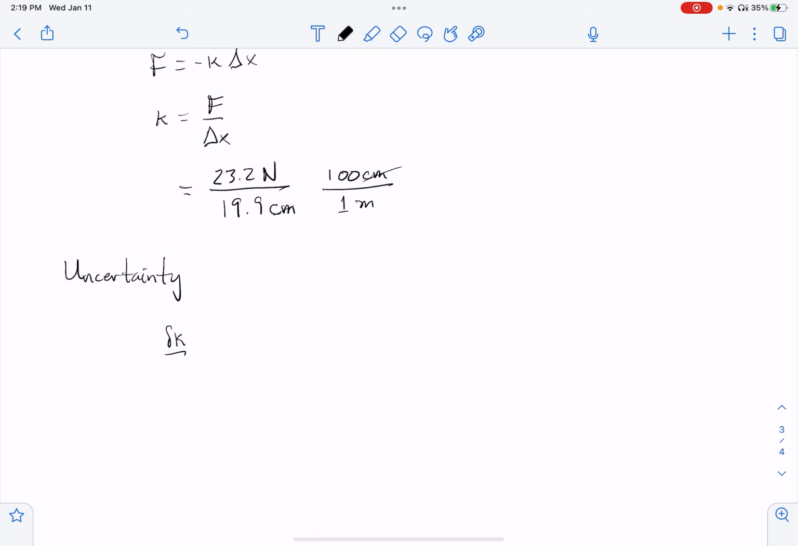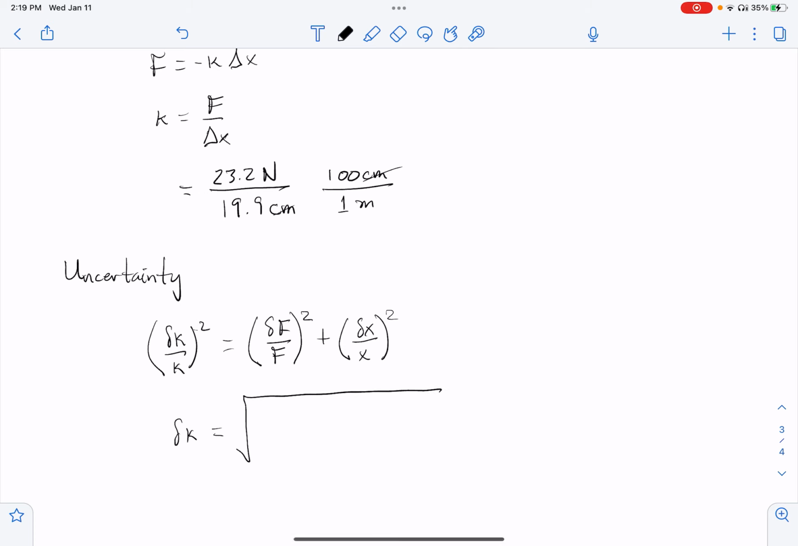We have delta K over K, which we just found, squared, equals the error or tolerance in F, so we put that in over F. We know that plus delta X over X. And we have all of this information. So ultimately, we're just looking for delta K. So we know that that's going to be the square root of delta F over F squared plus delta X over X squared, and we're just going to multiply this times K.